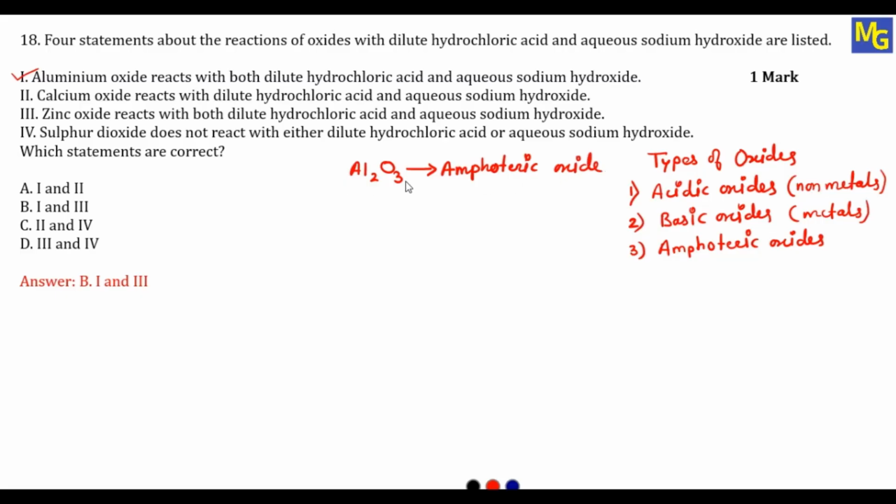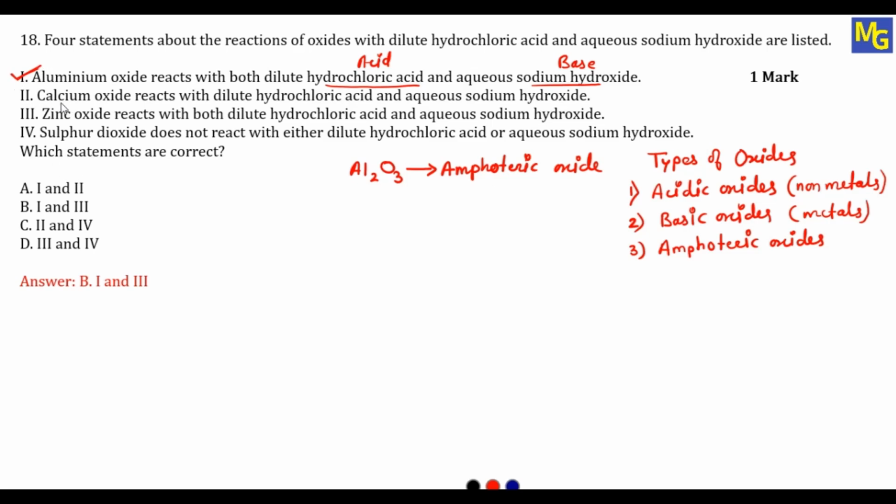Therefore, it has the property to react with both acid as well as base. So if you see here, hydrochloric acid is an acid, and aqueous sodium hydroxide is a base. And the statement says aluminium oxide reacts with both, and it is correct because it is amphoteric. So the first statement is correct.